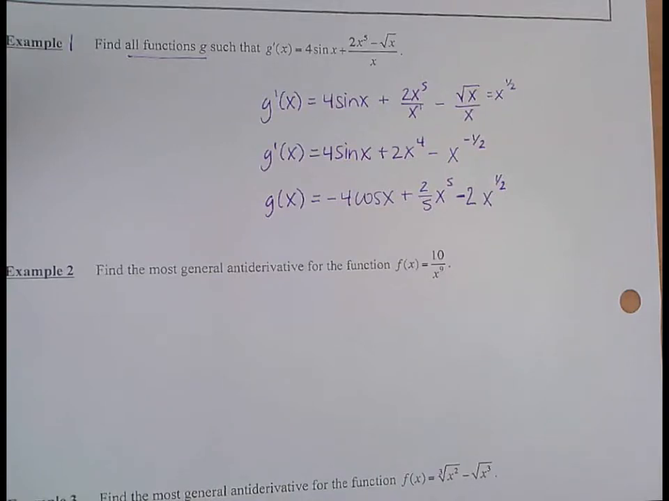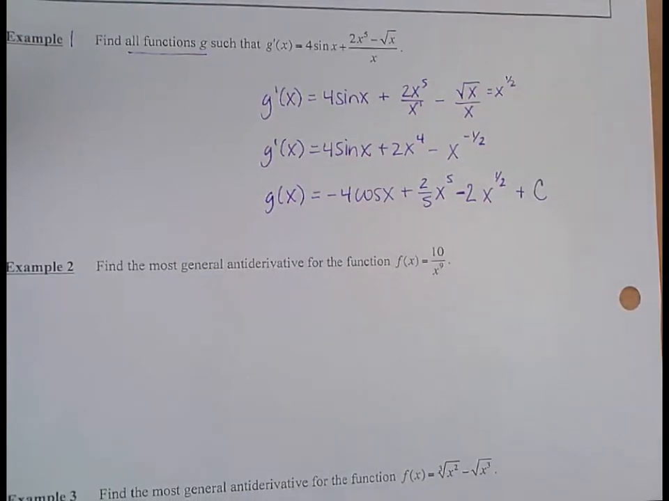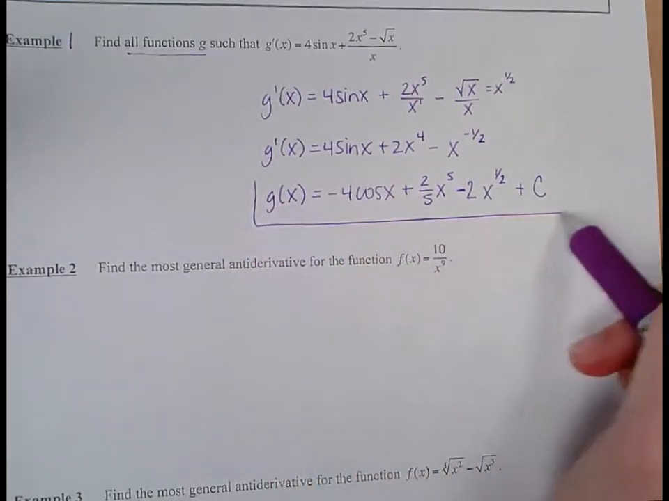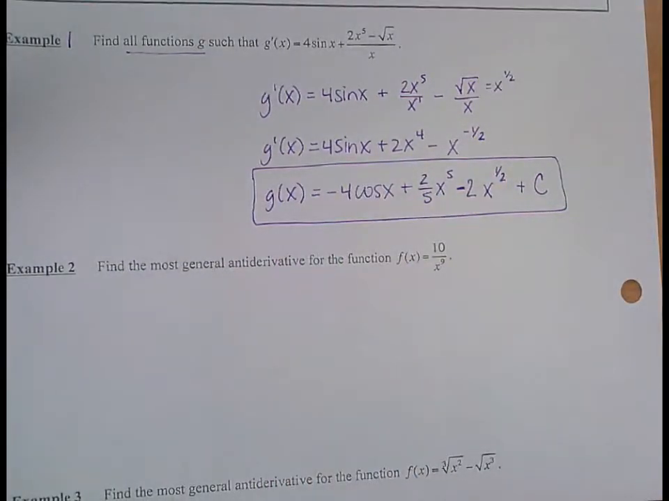And then if we want all functions g, we have to include a plus c at the end. There could be a constant, so that when we take the derivative, that would be 0, but there could be a constant there. So this would represent all functions g. C could be any number. So there are infinitely many functions listed there in that statement.